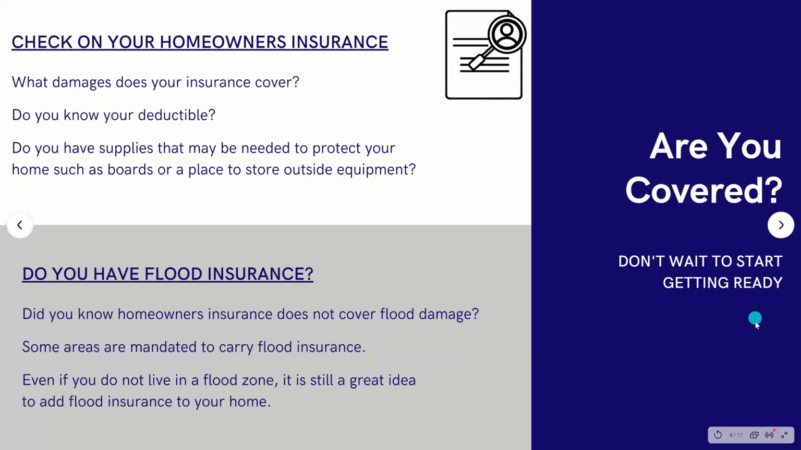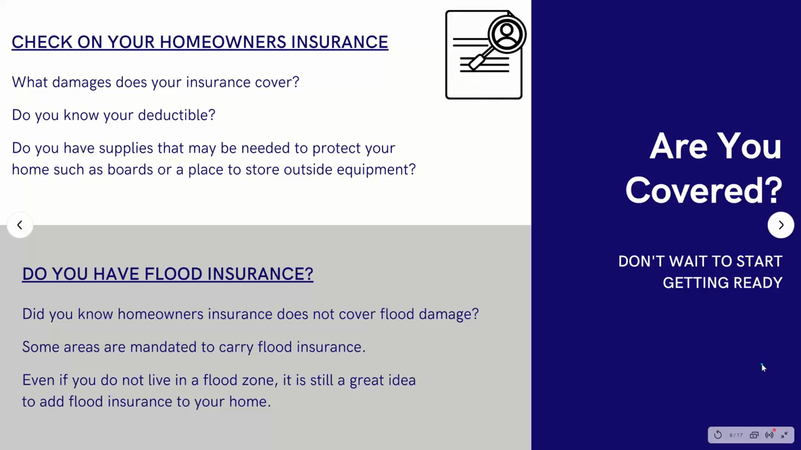So it's very important to make sure that you're covered, and this is something that you want to jump on and check. Check on your homeowner's insurance. You need to know what damages your insurance covers and what your deductible is, so that you are prepared in case you do have to file a homeowner's claim, say due to a downed tree or anything. And then do you have the supplies that you need to protect your home, such as boards or a place to store your patio furniture?